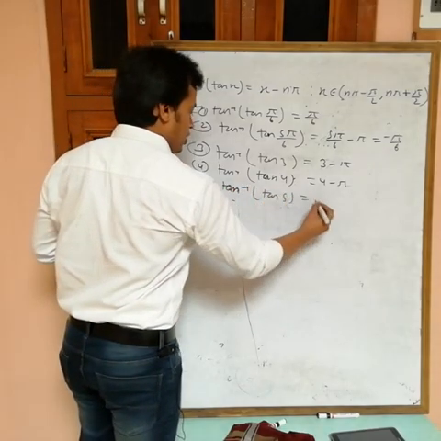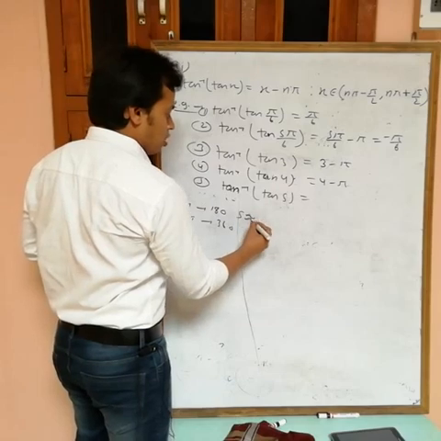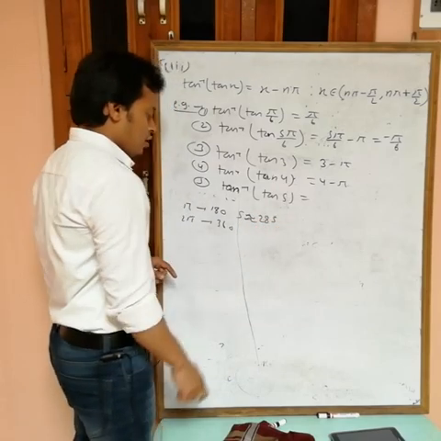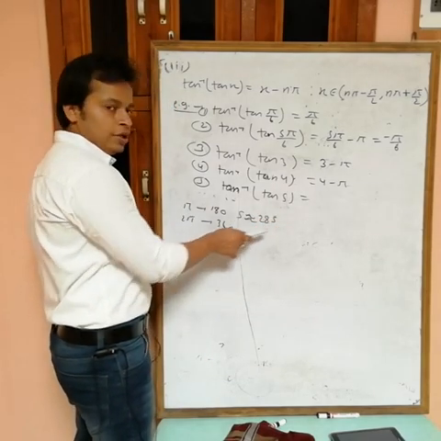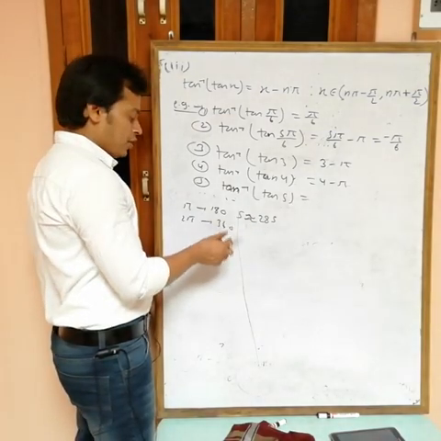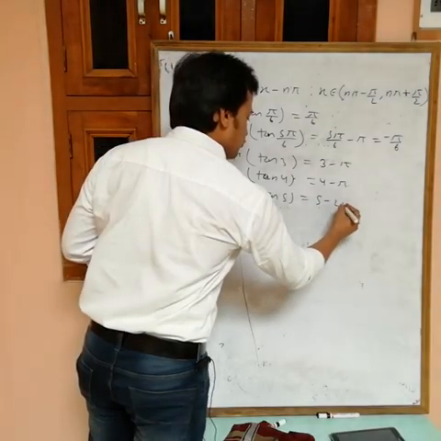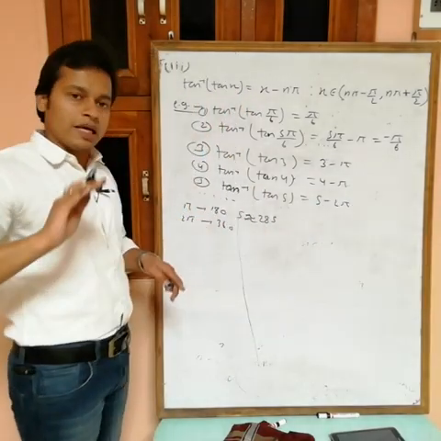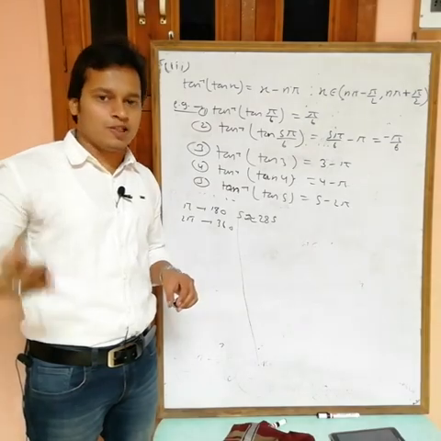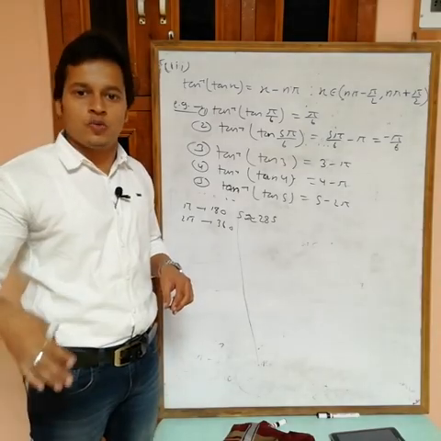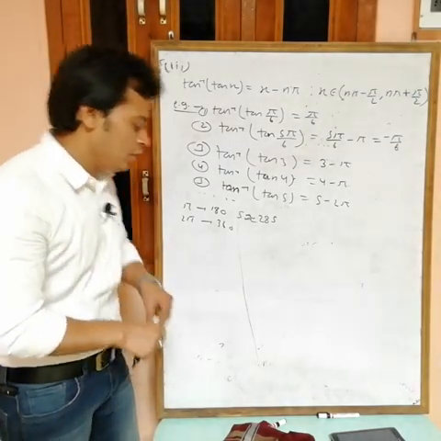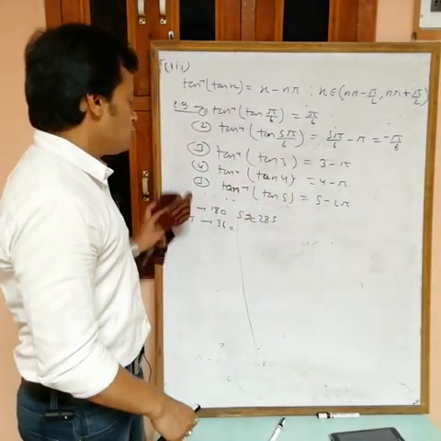Tan inverse tan 5. Now 5 is around 285. Now 285 is near to 360, not 180. It means near to 2 pi. If near to 2 pi, then the answer is x minus 2 pi. The answer is always x minus n pi. If near to pi, then x minus pi. If near to 2 pi, then x minus 2 pi. If near to 3 pi, then x minus 3 pi. If near to 4 pi, then x minus 4 pi.